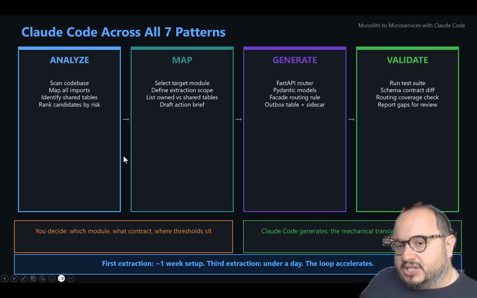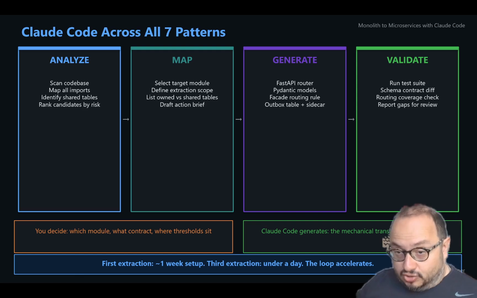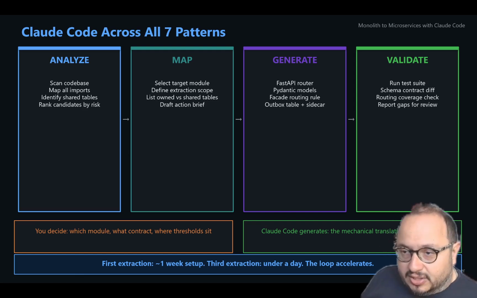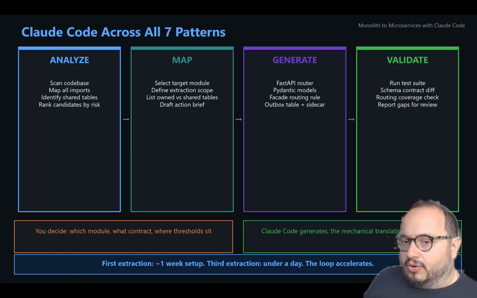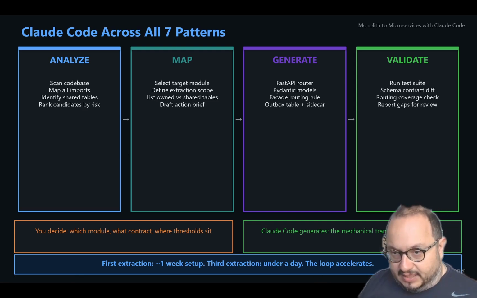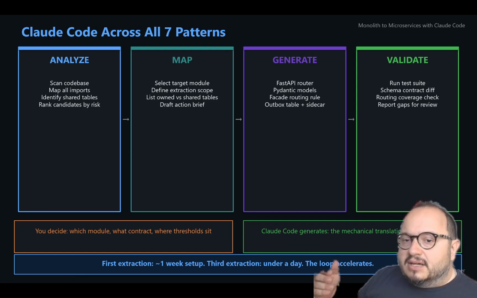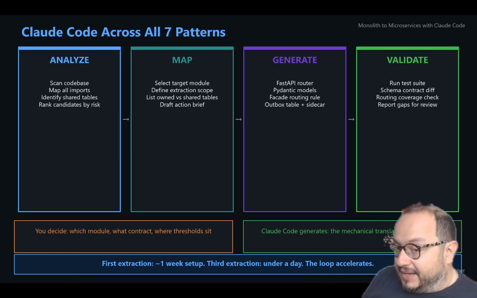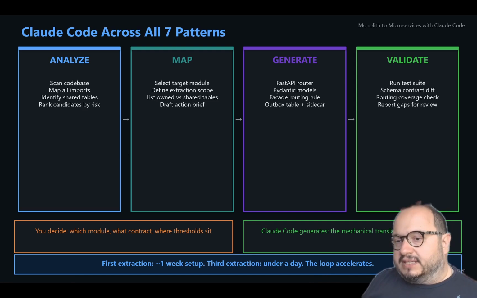Let me make the agentic workflow concrete. Across all 7 patterns, Claude Code plays the same 4 roles. First, analyze: read the code base, map imports, identify shared tables, flag circular dependencies, rank extraction candidates by risk. The output will be a structured dependency report.